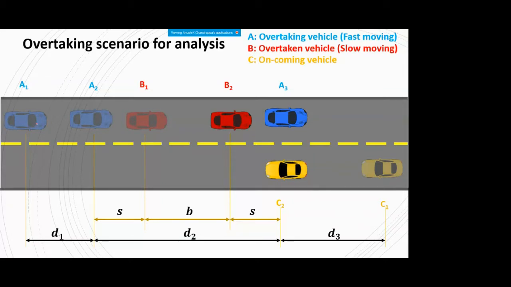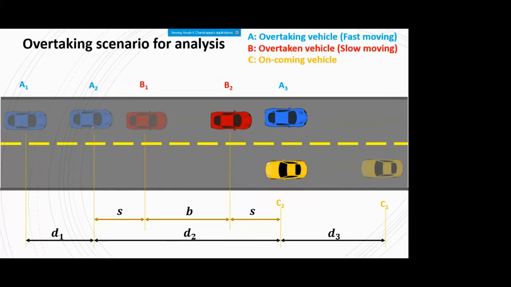So that thought process started, and by the time the driver took the decision to overtake this slow moving vehicle, the vehicle traveled a distance D1 and reached A2. Then at A2, the actual overtaking operation started.